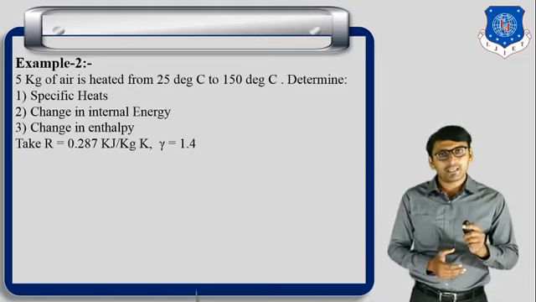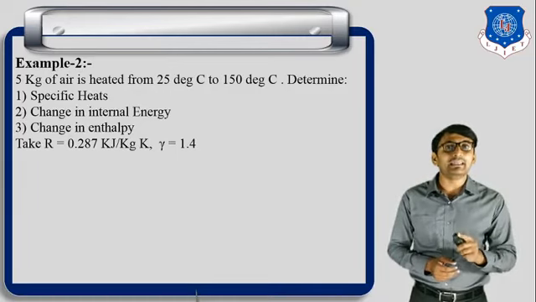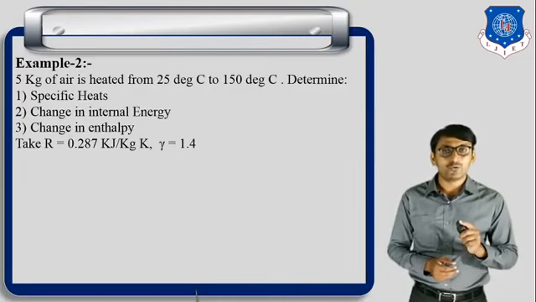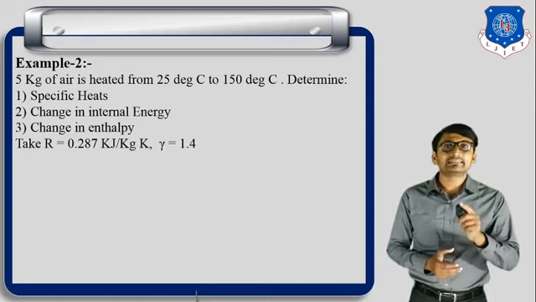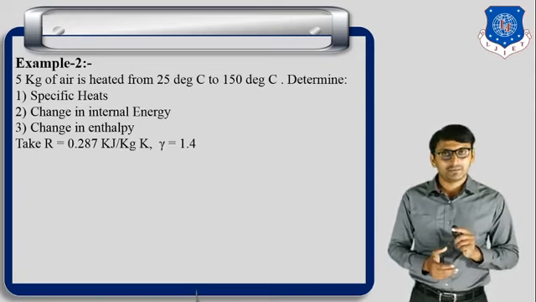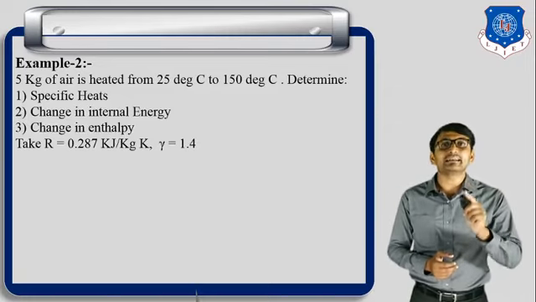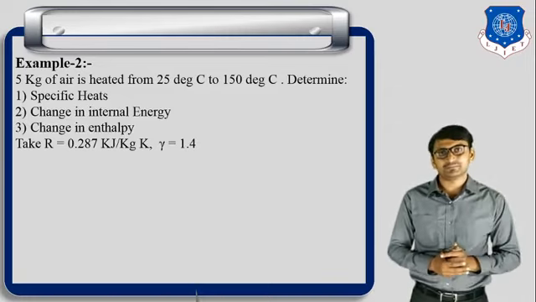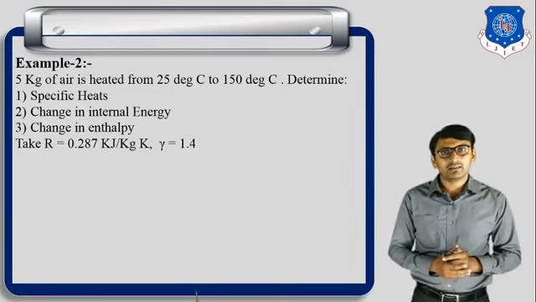Now first, what do you mean by gamma? That is the adiabatic index, and the formula of gamma for air is Cp by Cv. And what do you mean by R? That is the characteristic gas constant. So this is a normal example.